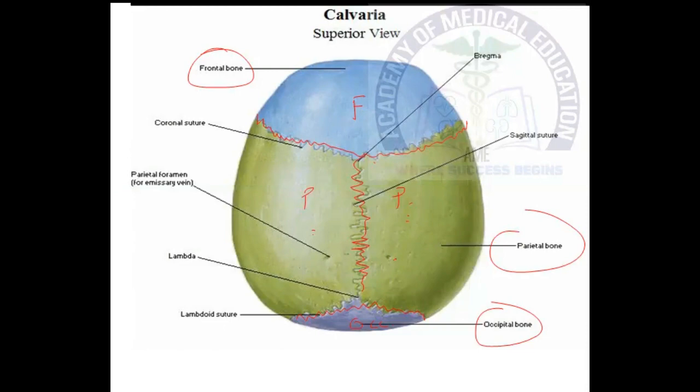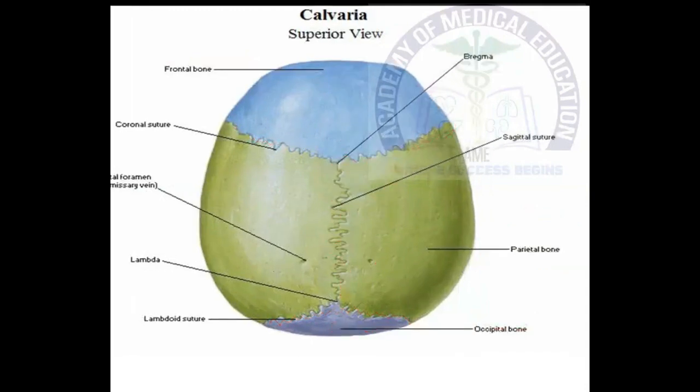It lies in the median plane and separates the two halves of the frontal bone. So the metopic suture may be present in this area, but it seems to be present in only about 3 to 8% of individuals.